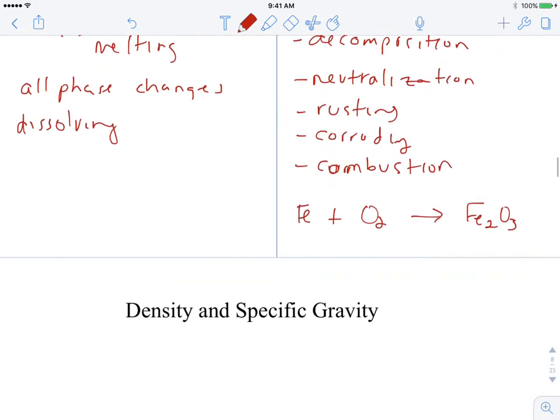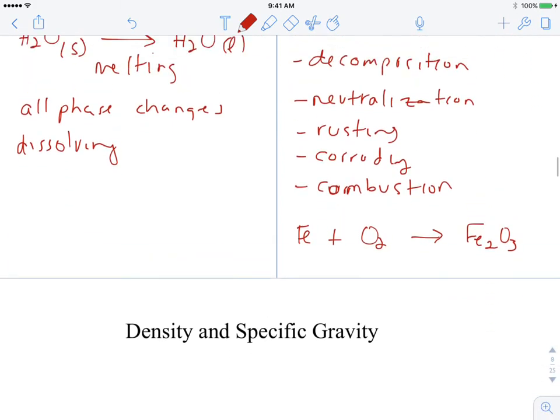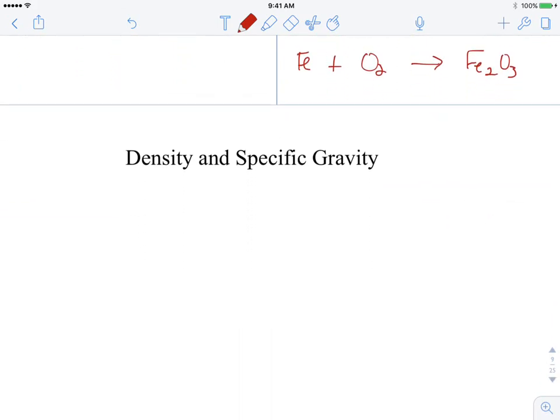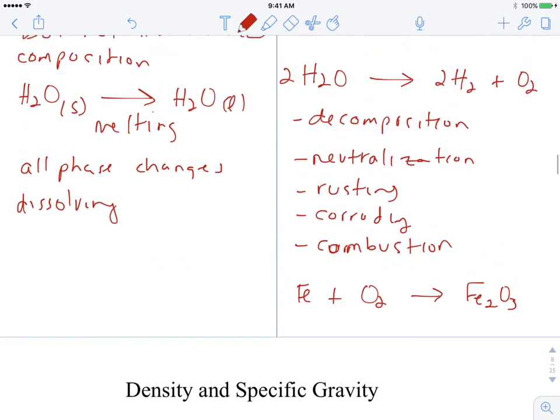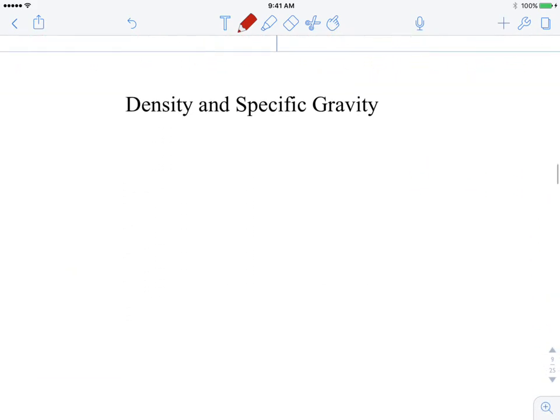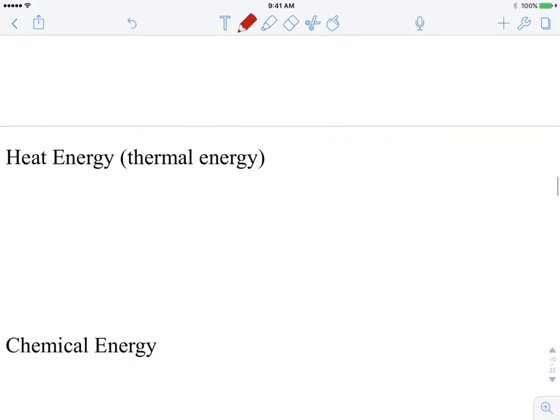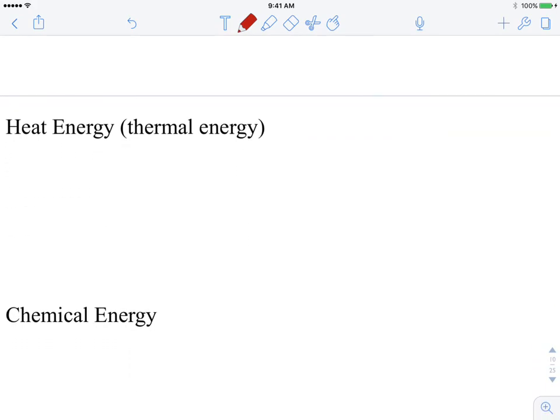So these are the notes on matter. We've done density and specific gravity in class. We'll practice some problems on that. Next time we'll do notes on heat, heating curves, cooling curves, heat transfer, how to measure heat energy, things like that. All right, thanks so much.